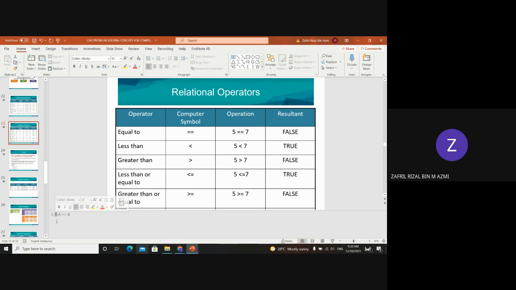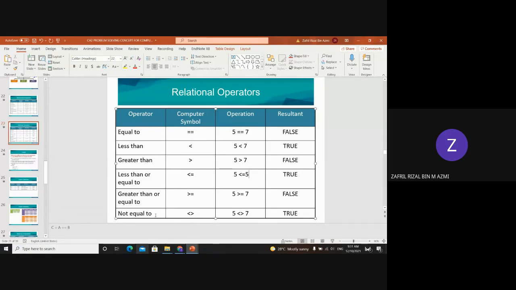Okay, that's the difference. Then we have less than. This is normal, less than. So if 5 is less than 7, true. Then greater than. This is less than or equal to. So let's say if this is 5, is it true or false, guys? True, because it is less than or equal, either one. Correct. So these are relational operators.